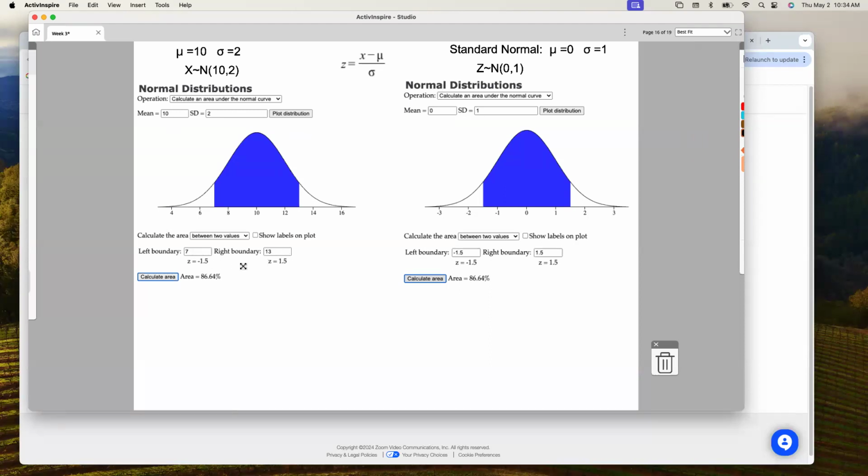And notice it gives me these z's here. I'm going to get into that in a second. But if I calculate the area, I get about 86.64%. So if I were to do a probability problem, I say, what's the probability of getting an x value between 7 and 13, or including those values as well? It's about an 86% chance if I randomly selected that out of a group of whatever it is that x represents. We just don't have any context here. We'll see that again in the future examples.